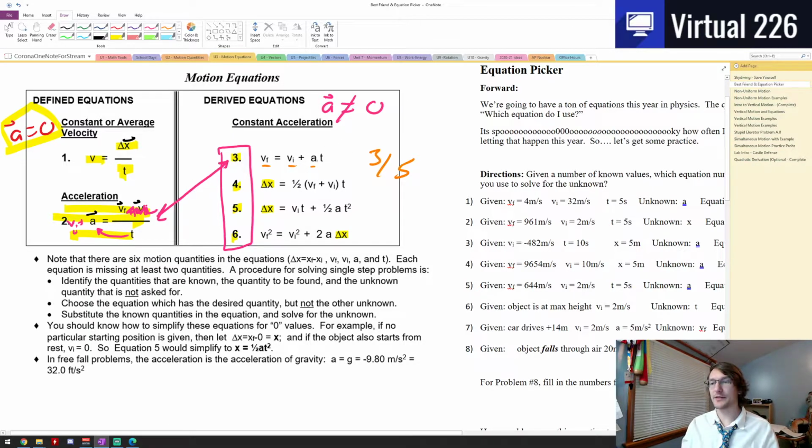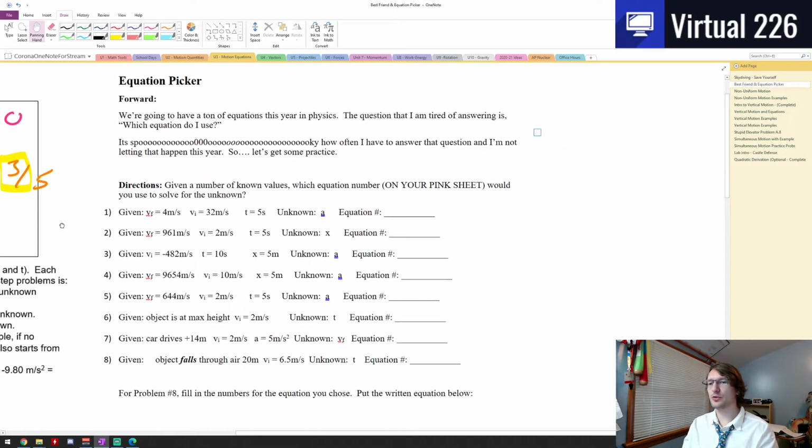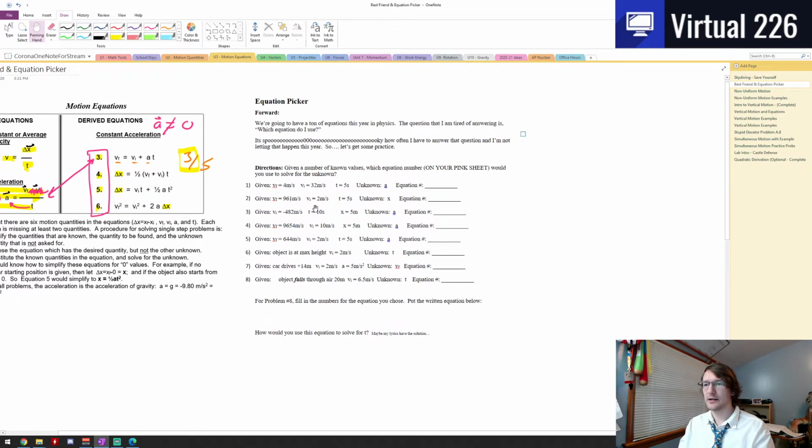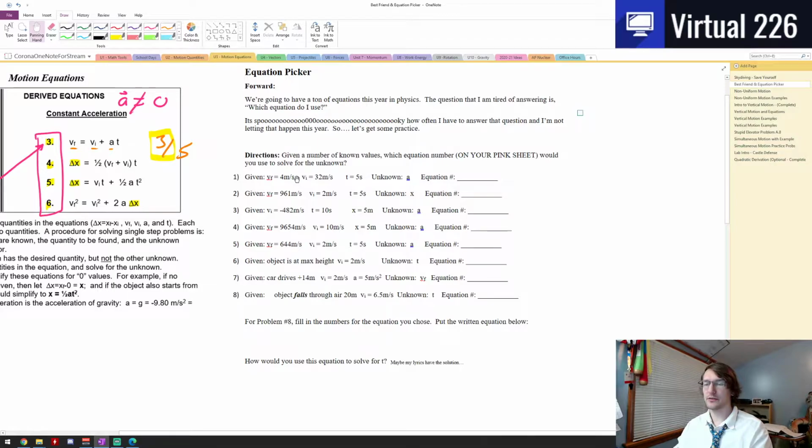Okay? The hard part about this is figuring out which 3 of the 5 do I have and which equation should I be using. Should I be using equation 3, 4, 5, or 6, or should I just be using equation 1 if the acceleration is 0? So that's the actual hard part of physics. Which equation should I be using here given what I have? So let's roll it over to the equation picker here. The equation picker will say, look, you've been given 3 things. So if we look at our first one here, given a final velocity, an initial velocity, and a time, and we're looking for an acceleration, that's our unknown, what equation would we use?